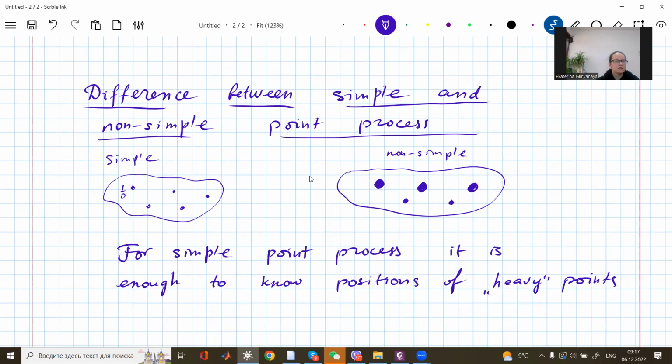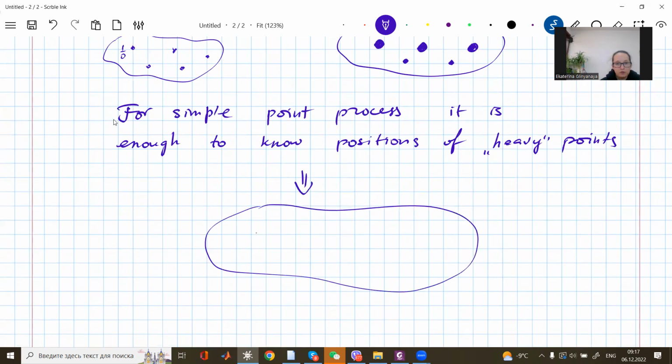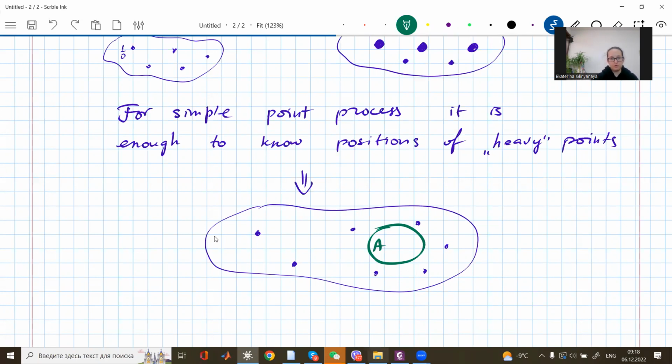And this leads to the following idea. Instead of finding out the distributions or positions of a point process, of a point itself, we can consider so-called avoidance sets. So what do I mean? If I know the probability that in some subset A I have no point, and if I know such probabilities for every subset, then I will know the distribution of the points itself.